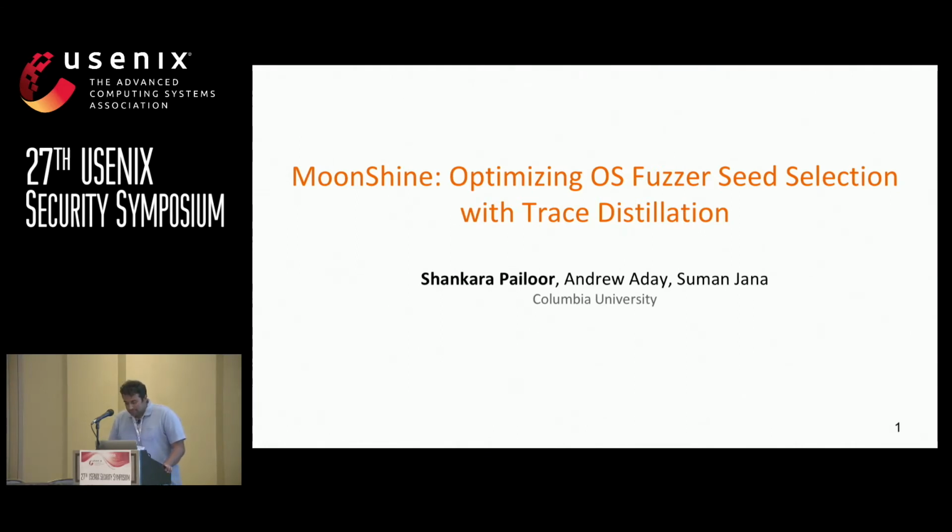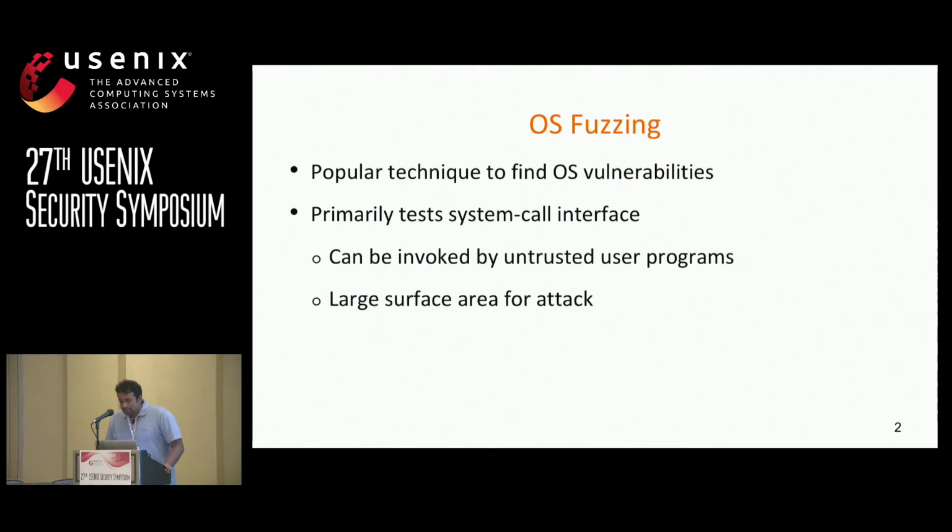So let's get started. As you all know, security vulnerabilities in the OS are particularly dangerous as they can be used by attackers to completely compromise an affected system. OS fuzzing is a popular technique for automatically finding these vulnerabilities, and it's most often applied to the system call interface. This is for two main reasons. First, system calls can be invoked by unprivileged user programs, so any bug in the system call implementation could lead to a serious security vulnerability, like a privilege escalation or information leak. Two, the system call interface as a whole exercises a large and diverse portion of the kernel logic. So any bug in the kernel can probably be triggered through the system call interface.